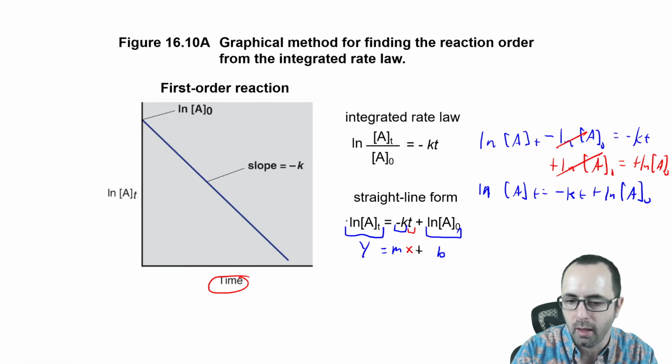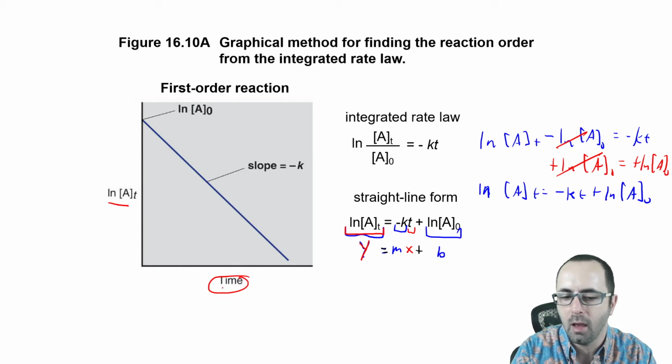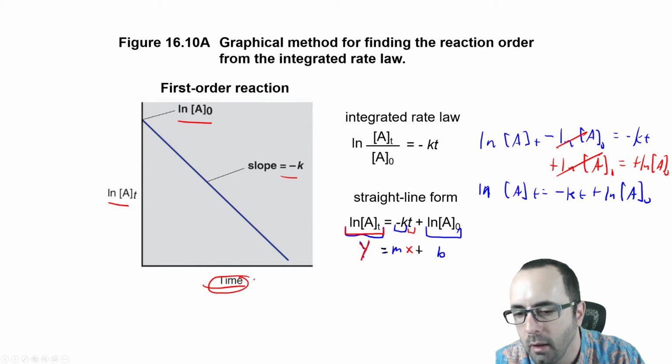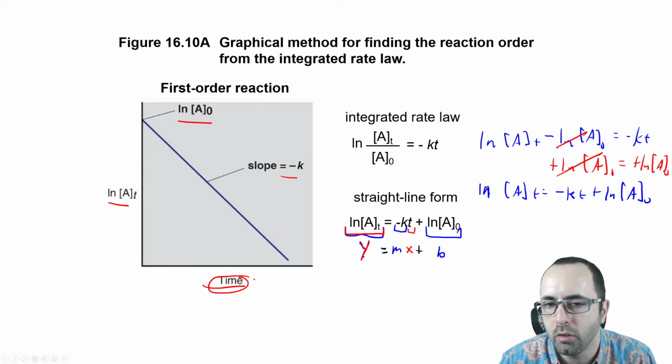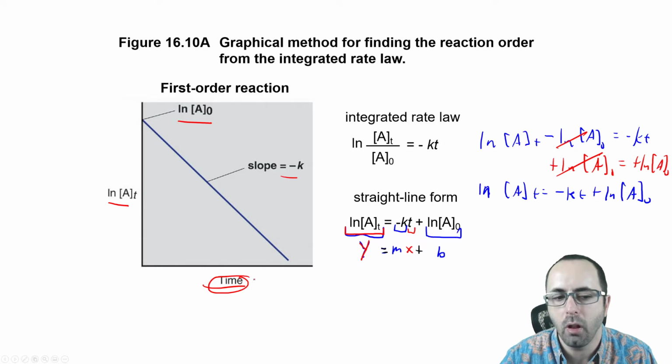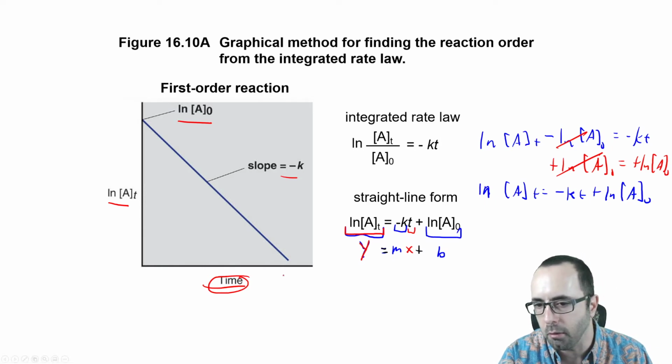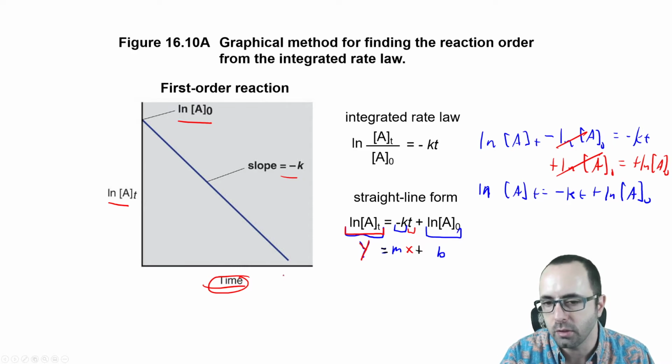I'm going to make this y actually red. So your y-axis, if you plot the natural log of A at time t on the y-axis over here, and you plot time on the x-axis, then your slope will be the negative of the k, and your y-intercept will be the natural log of your initial concentration. And so if you plot the natural log of A at time t versus time and it is linear, that tells you that the reaction is first order.